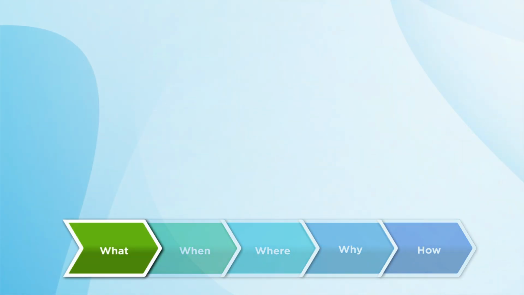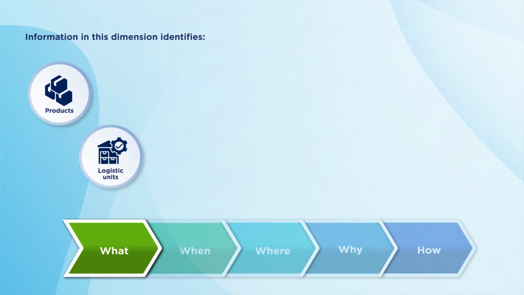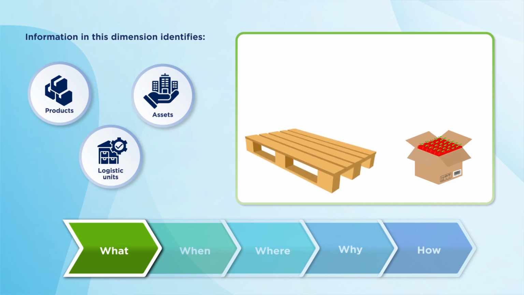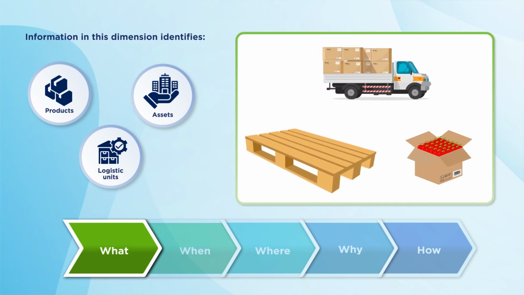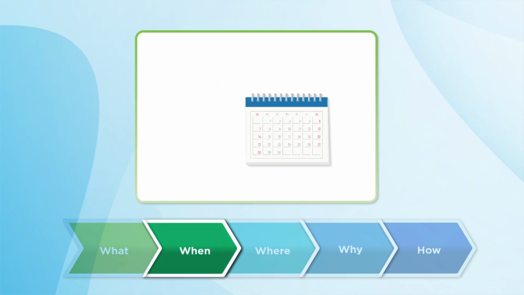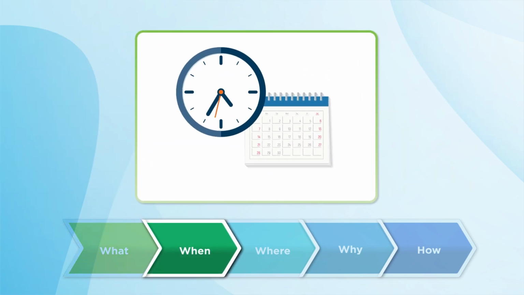The first EPCIS dimension is called the What dimension. The information in this dimension identifies the products, logistics units, or other assets involved in the supply chain event, and those objects are the subjects of the visibility data. Some examples of these include a case of apples, a newly formed pallet, or a vehicle used in the transportation of goods.